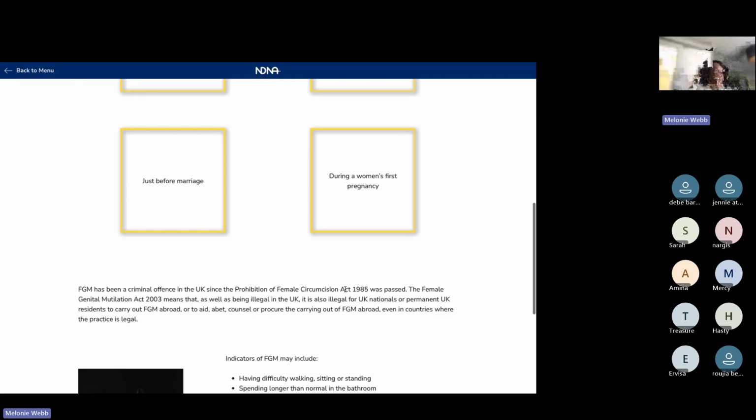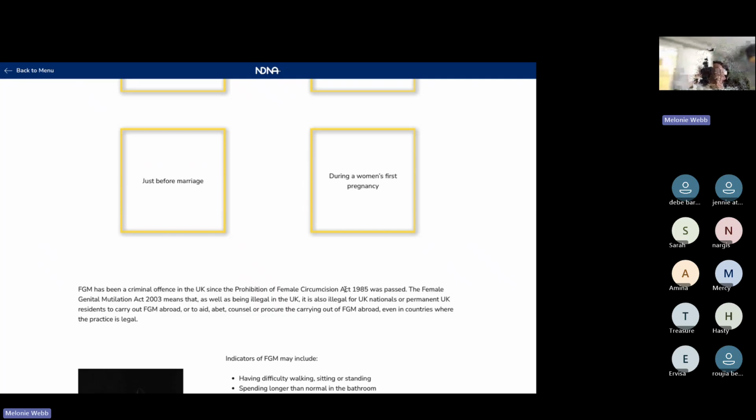FGM has been a criminal offence in the UK since the Prohibition of Female Circumcision Act 1985 was passed. The Female Genital Mutilation Act 2003 means that as well as being illegal in the UK, it is also illegal for UK nationals or permanent UK residents to carry out FGM abroad or to aid, abet, counsel or procure the carrying out of FGM abroad, even in countries where the practice is legal.